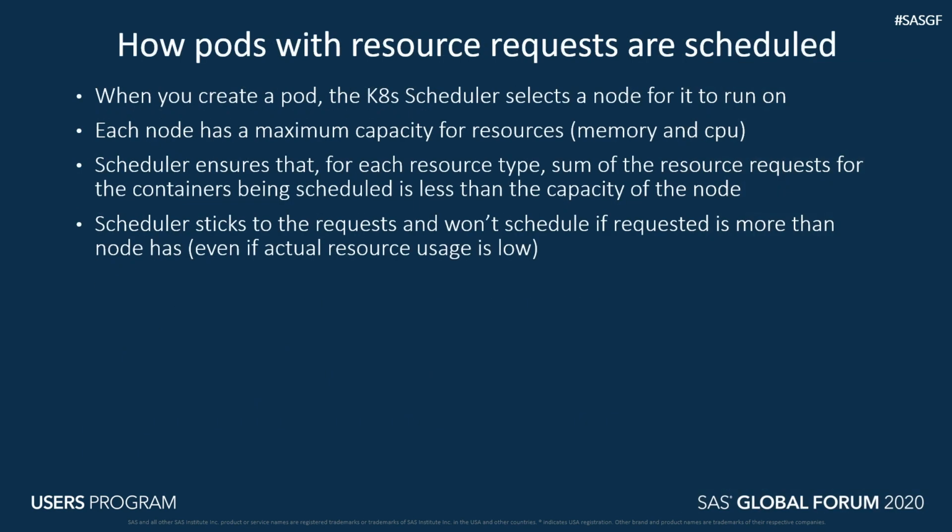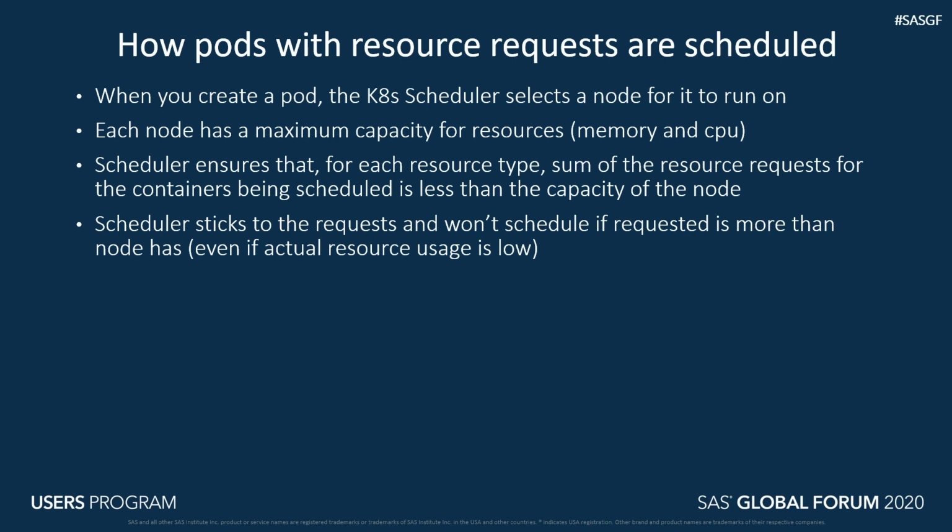So how are pods or resource requests scheduled? When you create a pod, the Kubernetes scheduler is going to select a node for it to run on. Remember, the scheduler is part of the Kubernetes cluster master. We talked about having a scheduler on it to decide how to schedule things on the nodes. Each node has a maximum capacity for resources, memory and CPU. And the scheduler is responsible for ensuring that for each resource type, the sum total of all the containers being scheduled is less than the capacity of the node.